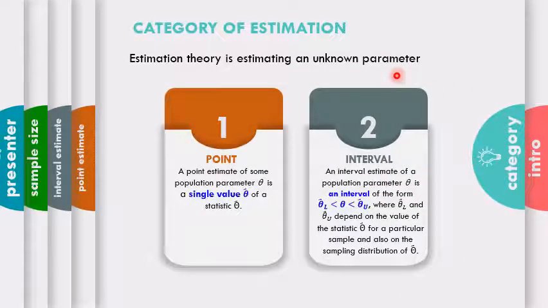In statistics, estimation refers to the process by which one makes inferences about a population based on information obtained from a sample. Statisticians use sample statistics to estimate population parameters. For example, sample means are used to estimate population means and so on. An estimate of a population parameter may be expressed in two ways: point estimate and interval estimate.